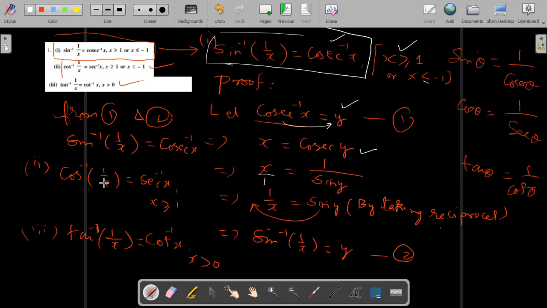Similarly, we can prove cos inverse 1 by x is equal to sec inverse x, and tan inverse 1 by x is equal to cot inverse x. 1 by x is converted into x because this is the opposite. What is the opposite of sine? Cosec. What is the opposite of cos? Sec. And the opposite of tan is cot. That's why sine inverse is related to cosec inverse, cos inverse is related to sec inverse, and tan inverse is related to cot inverse.